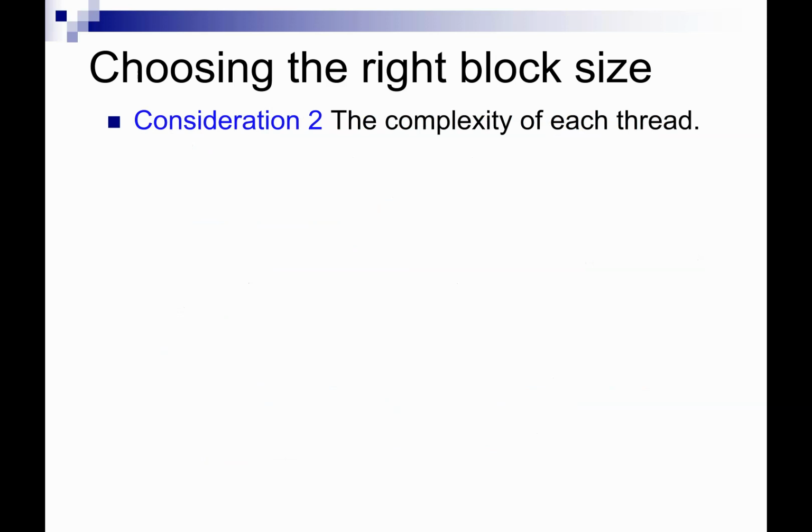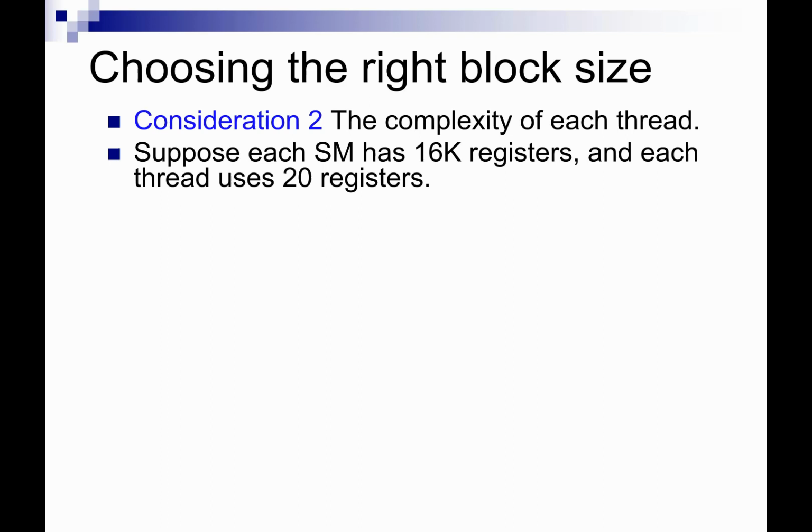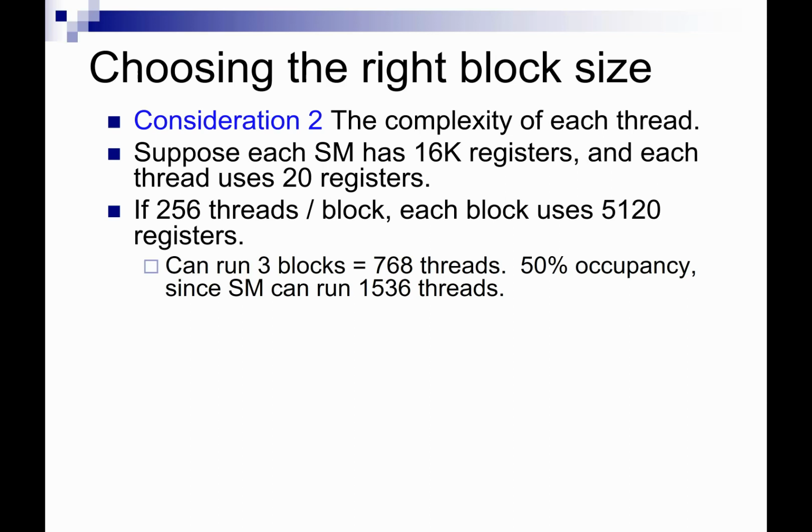All right, next we need to take into account the complexity of each thread. Remember that each SM has thousands of registers, but there's a limit. Let's say in our case it's 16,000 registers. Suppose you have a bunch of threads that use 20 registers per thread. If you have 16 by 16 thread blocks, you have 256 threads per block, and they each use 20 registers. That's like 5,000 registers. Since you have only 16,000 registers available and each block uses 5,000 registers, you can run 3 blocks. 3 times 256 is 768. Remember that you could run 1500 threads, and you're only running 768 here, so that's only half occupancy.